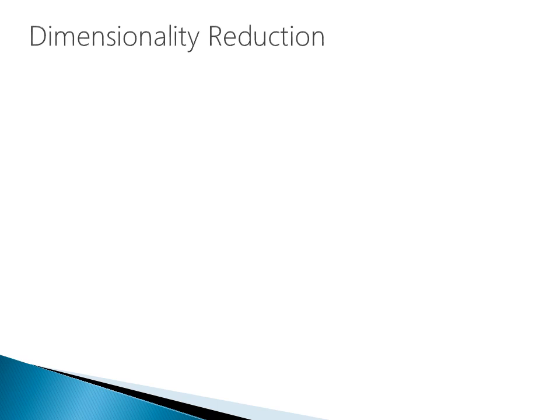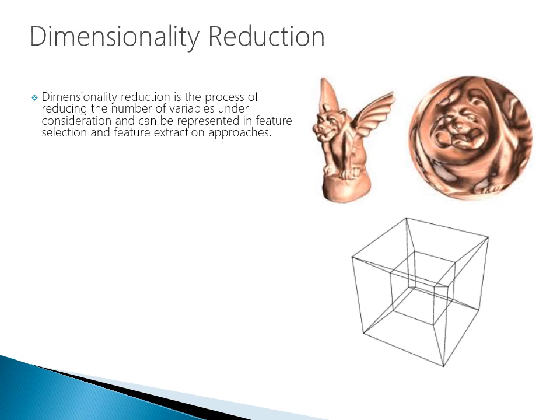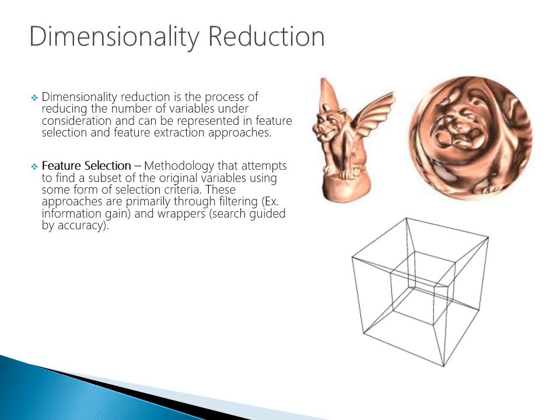Before we perform this work, we need to talk about the concept of dimensionality reduction. Dimensionality reduction is the process of reducing the number of variables under consideration and can be represented in feature selection and feature extraction approaches. Feature selection is a methodology that attempts to find a subset of the original variables using some form of selection criteria. These approaches are primarily through filtering, an example of which is information gain, and wrappers, such as search guided by accuracy.